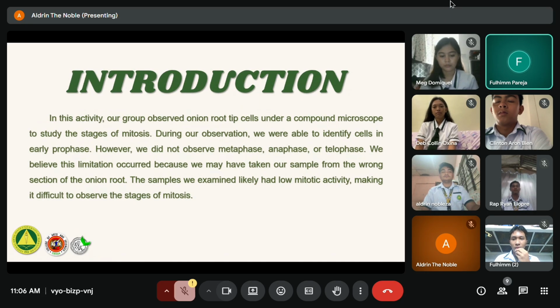So for this activity, our group observed onion root tip cells under a compound microscope to study the stages of mitosis. During our observation, we were able to identify cells in early prophase. However, we did not observe metaphase, anaphase, or telophase. We believe this limitation occurred because we may have taken our sample from the wrong section of the onion root. The samples we examined likely had low mitotic activity, making it difficult to observe the stages of mitosis.